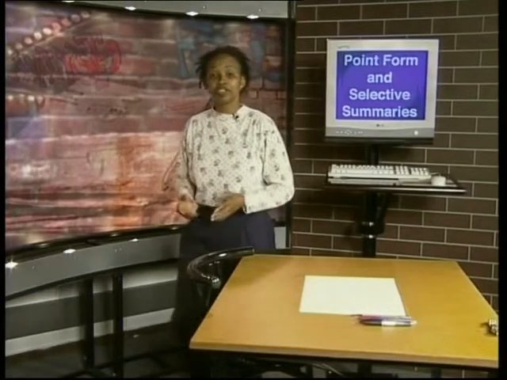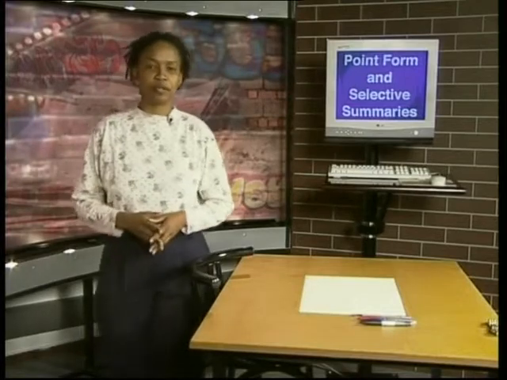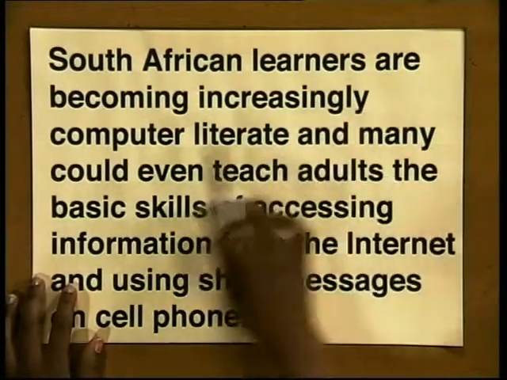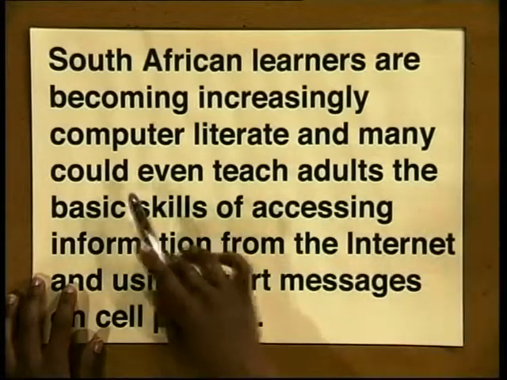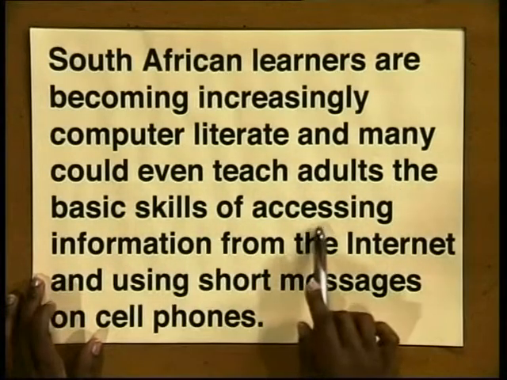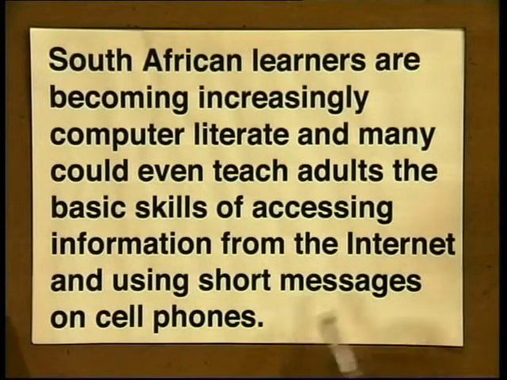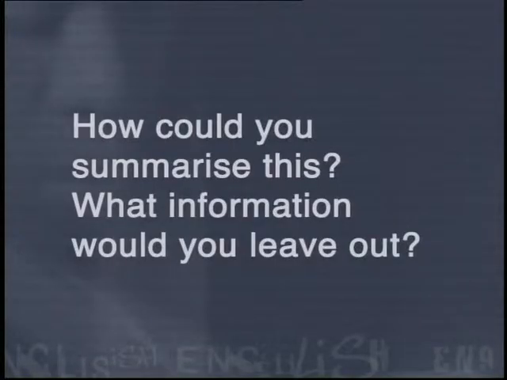Let's now read through this short passage and see if we can determine which is the essential information and which are the examples and illustrations that can be left out. South African learners are becoming increasingly computer literate, and many could even teach adults the basic skills of accessing information from the internet and using short messages on cell phones. How could you summarize this? What information would you leave out?